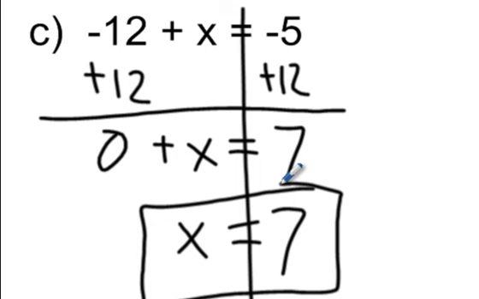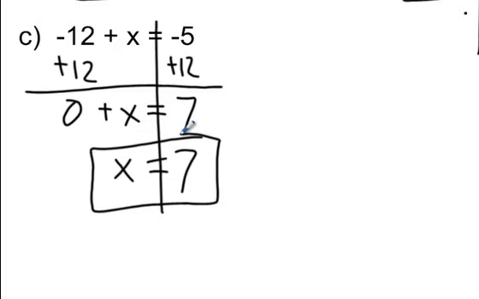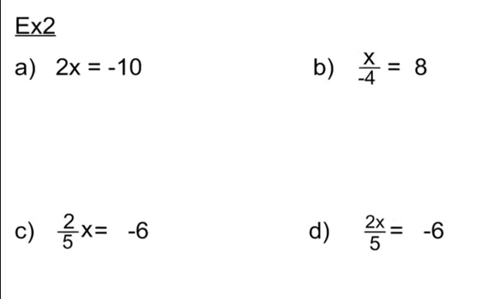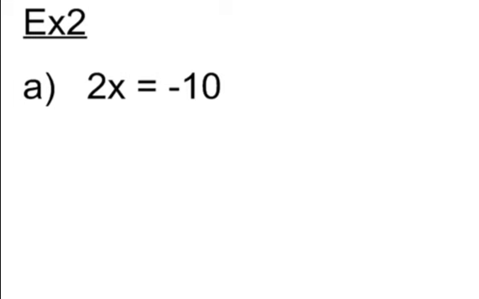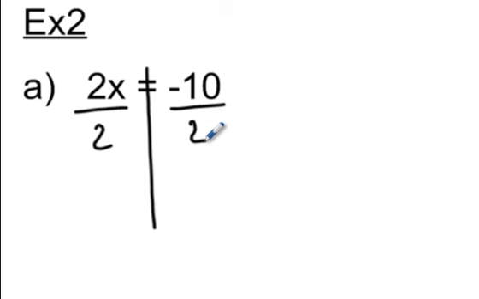Same type of thing that we're going to be doing here. We're thinking about undoing the operation. So in example 2 here, I have 2x equals negative 10, and 2x is 2 times x. I'm going to put my line down the middle, and if it's 2 times x, I undo it. Undo multiply by 2 with dividing by 2. Okay. I put the line right there to show that I'm dividing by 2. If I do it to one side, I have to do it to the other.